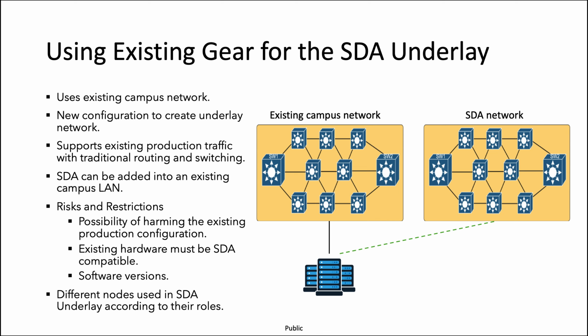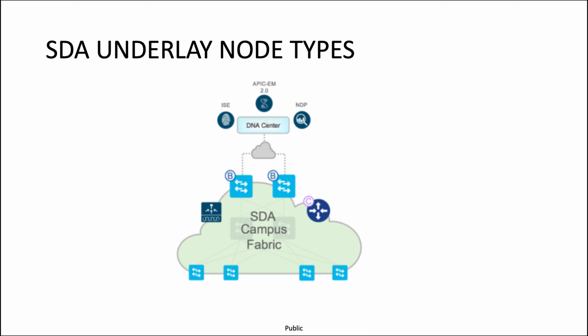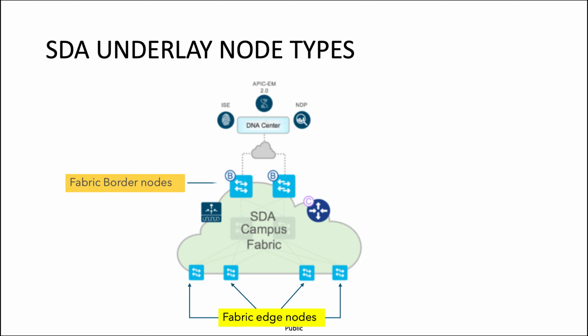So there are different nodes used in SDA underlay according to their roles. These nodes are, starting with fabric edge node, a switch that connects to endpoint devices similar to traditional access switches. Then we have fabric border nodes, a switch that connects to devices outside SDA control, for example, switches that connect to the WAN routers or to an ACI data center. Then we have fabric control nodes, a switch that performs special control plane functions for the underlay, requiring more CPU and memory.